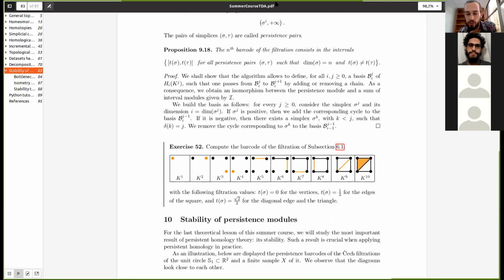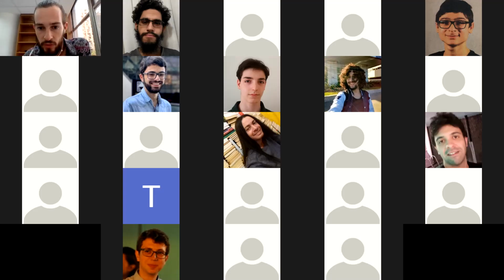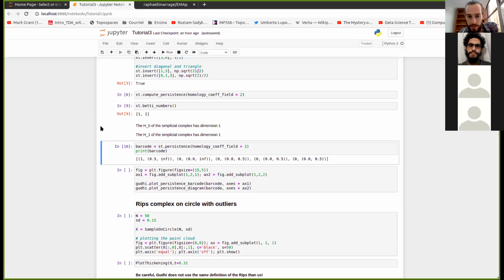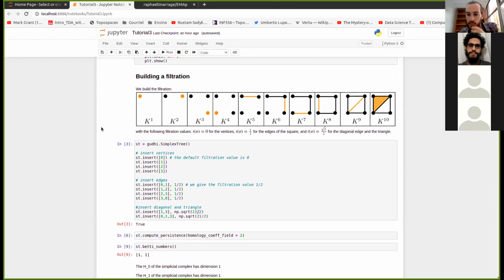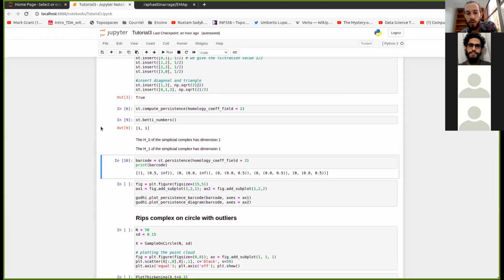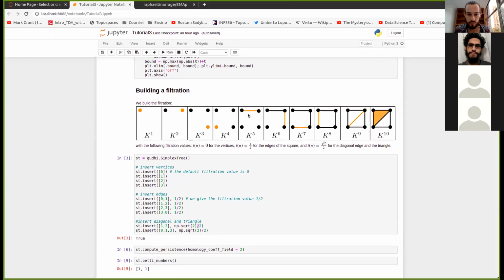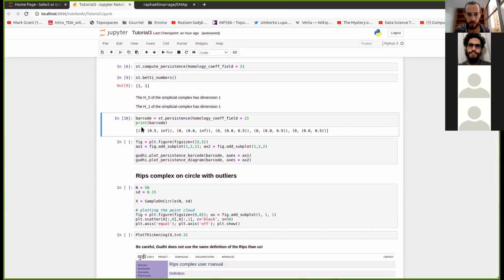What bars do you obtain that you do not see in the tutorial? More bars for homology, first homology. The zero homology is right for me, but the one homology. What bar do you obtain more in one homology? I will check here. It's fast, but if I remember well, we start at 0.5 and end at plus infinity. This one? Yes, more of this because of other simplices.